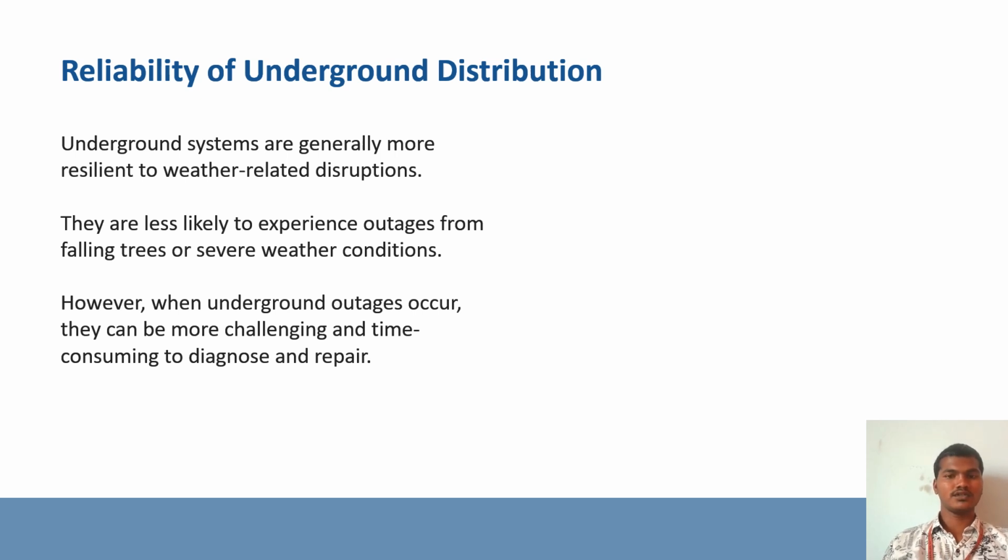Reliability of underground distribution. Underground systems are generally more resilient to weather-related disruptions. They are less likely to experience outages from falling trees or severe weather conditions. However, when underground outages occur, they can be more challenging and time consuming to maintain and repair.